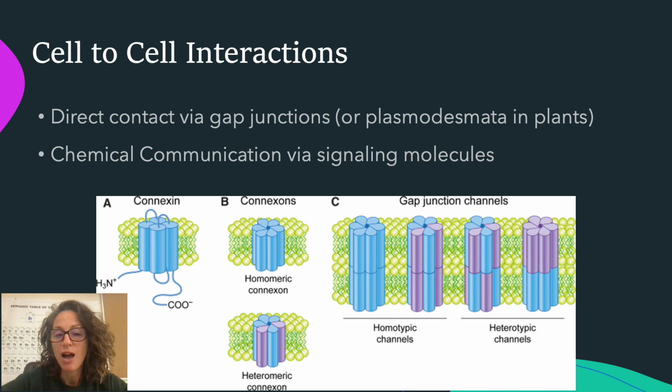They're also called the plasmodesmata in plants. I won't ask you about that. There's chemical communication via signal molecules. So we may have hormones or other molecules sent by other cells that will be communicating with different parts of the body.